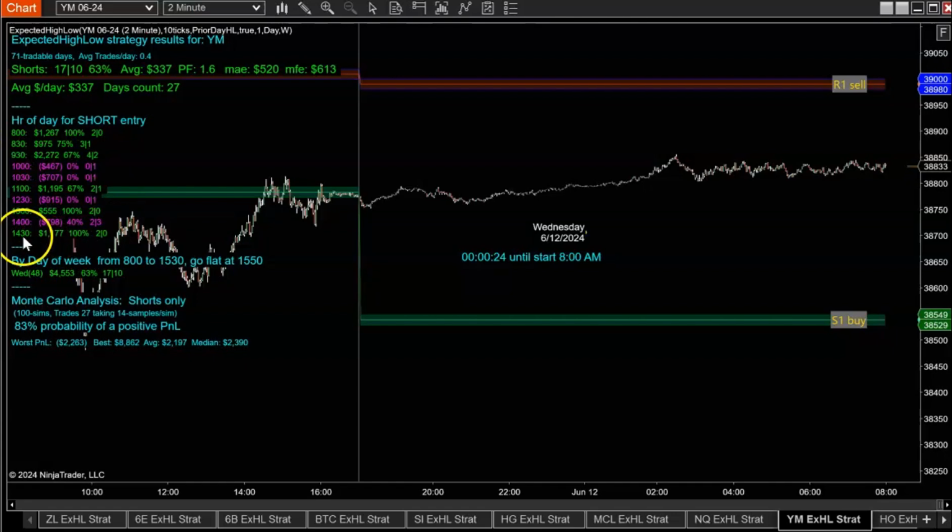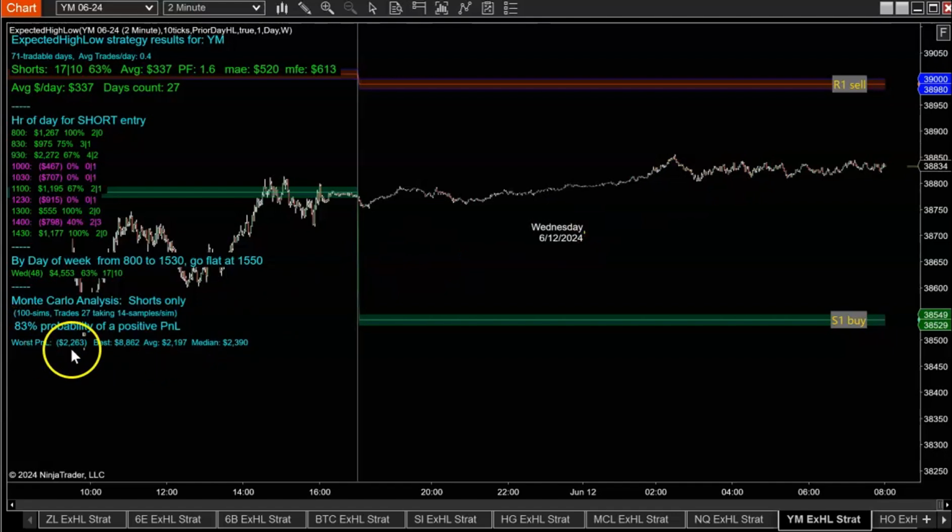Now, that's interesting. 14:30. So at 2:30 to 3 o'clock, if we hit R1, we have a 2-win rate, 2 no losses for $1,100. So end of day, 2 to 3 o'clock. Interesting look there. Probability of P&L on shorts only is 83%. The drawdown, I don't show that here on the shorts. Some good numbers there. Good numbers there. So something to consider for the YM.